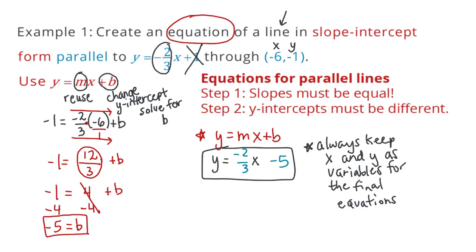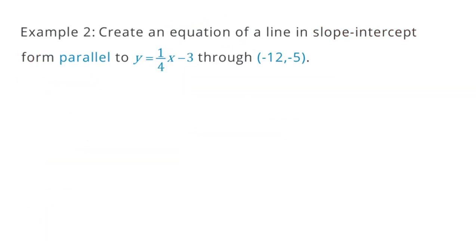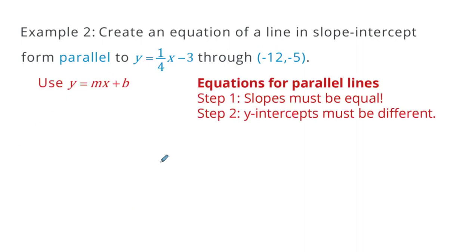You're going to go ahead and you're on your own. Okay, here's example 2. You're going to create an equation of a line in slope-intercept form parallel to, here's the new equation, through this new point. Remember these very important things. Okay, so you're using y equals mx plus b and your 2 steps. Okay, so go ahead and pause the recording. And at this point, you can refer back to the example 1 to help you.